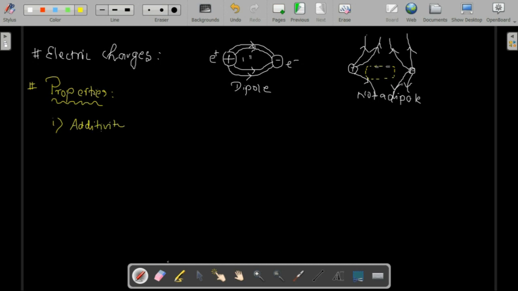Additivity of charges. That means if we have a system with charges q1, q2, q3, and someone asks me to find out the total charge, it's very simple. We just add up all the separate charges and find the total charge, right? So that's the idea behind additivity. It is a very simple concept, but we need it because there might be numerical tricky problems around this. So if the concept is clear, we can definitely use that idea.